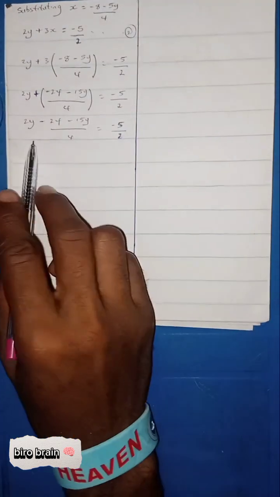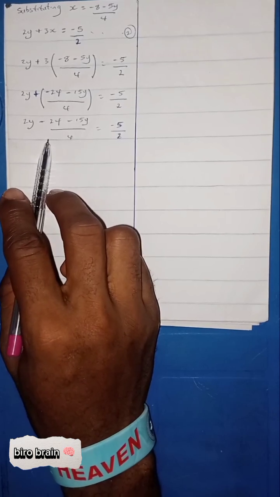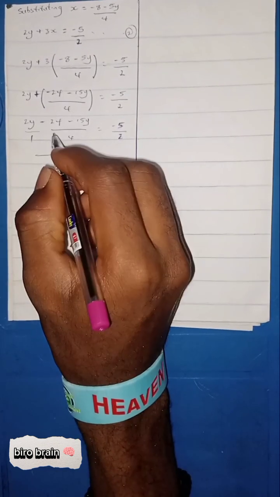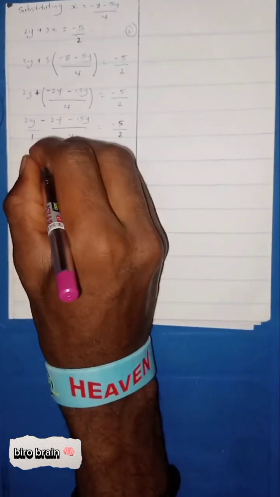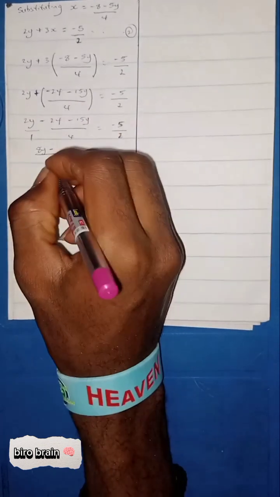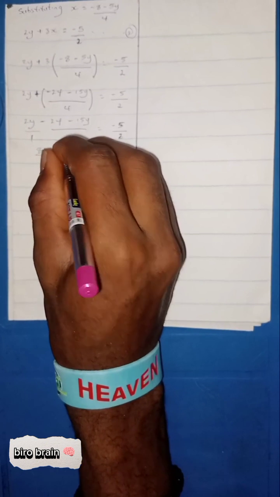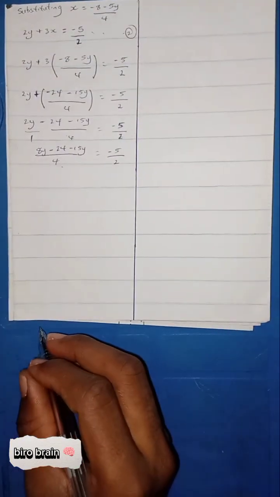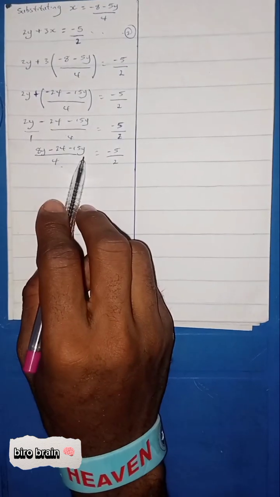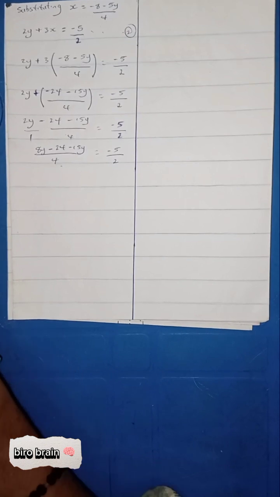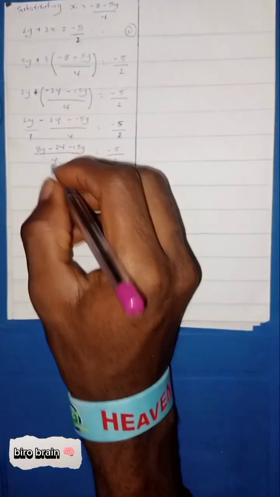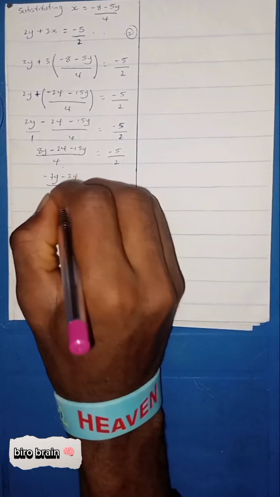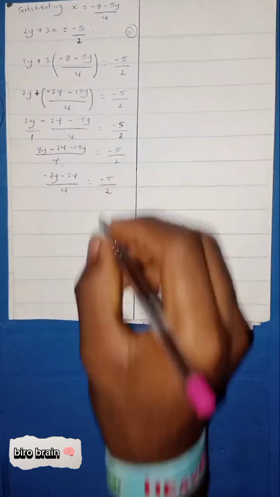So what do we do in this case? We look for the LCM of this fraction over here. 1 into 4, that's 4. 4 times 2, that's 8y, minus 4 into 4, that's 1. 1 times this one is 24, minus 15y equals minus 5 over 2. So what do we do next? We'll do 8 minus 15. 8 minus 15 should give us minus 7. So we have minus 7y minus 24 over 4 equals minus 5 over 2.